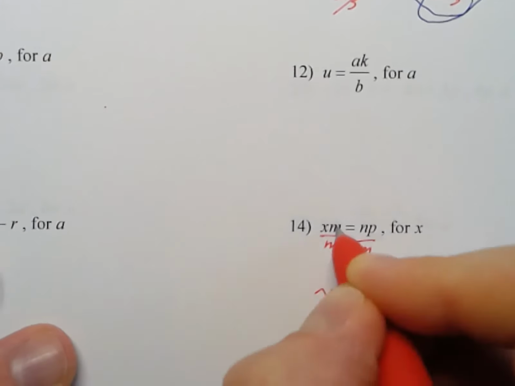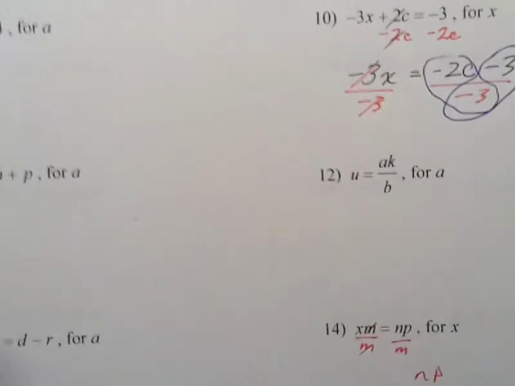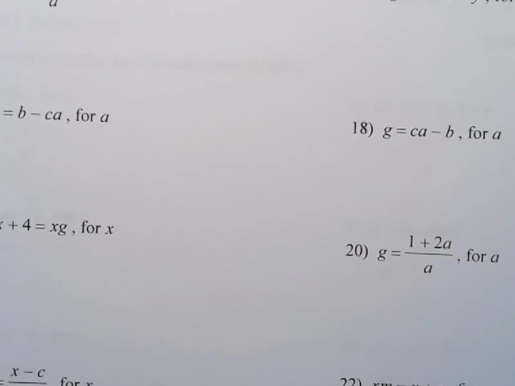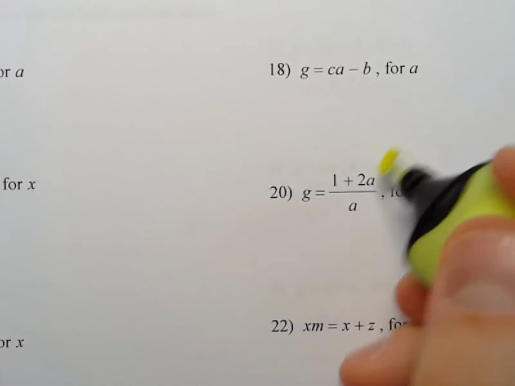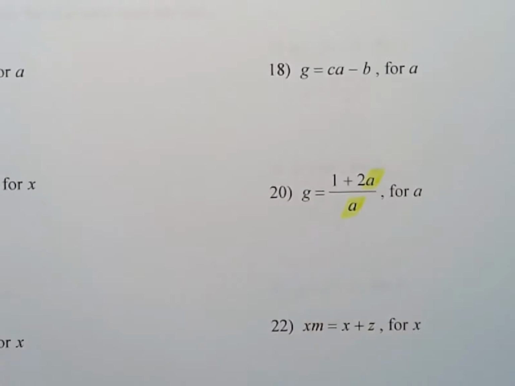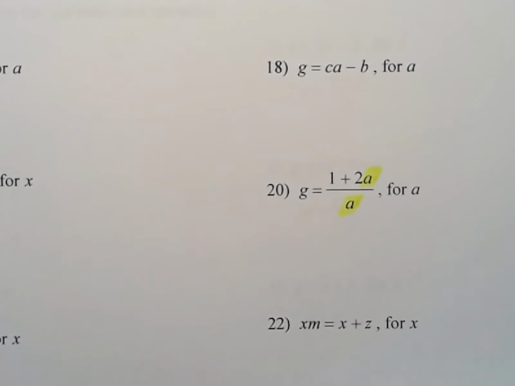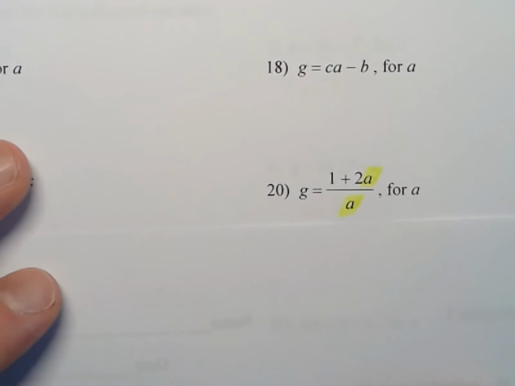Alright, maybe some more complicated examples. We've got these basic ones down pat. Okay, so what about something like this? G equals (1 plus 2a) over a, for a. Now this is interesting because we have a couple of different a's here. We have an a here and an a here. So we need to combine them just like we would in any other scenario. I'm going to give myself a little extra workspace here.